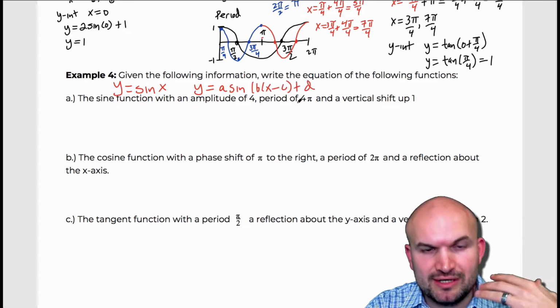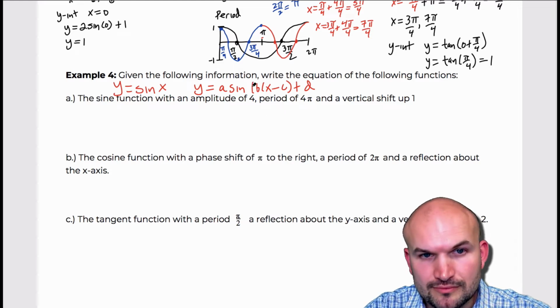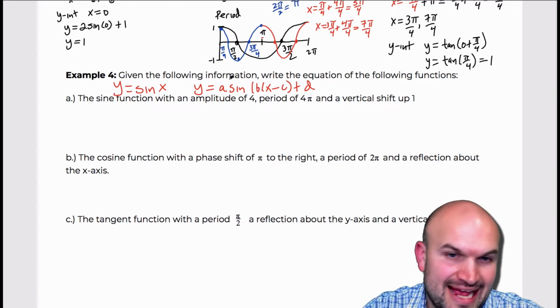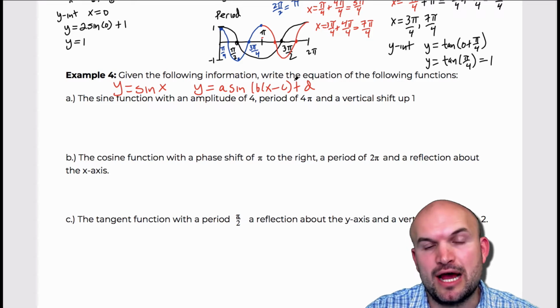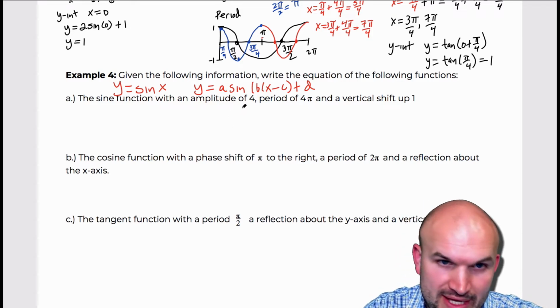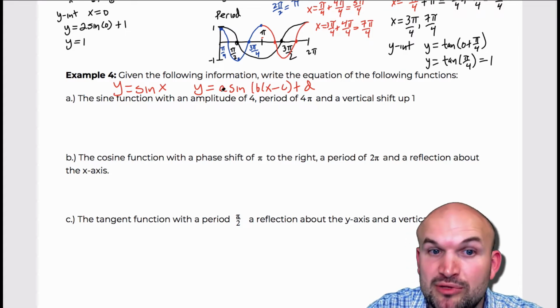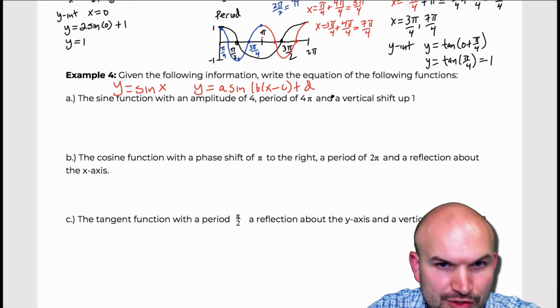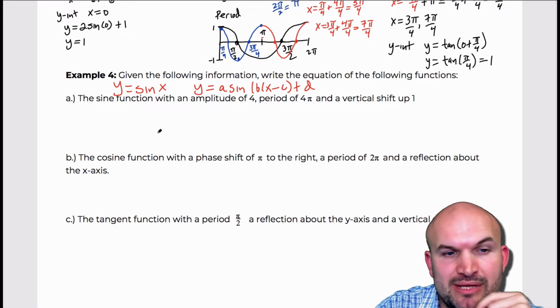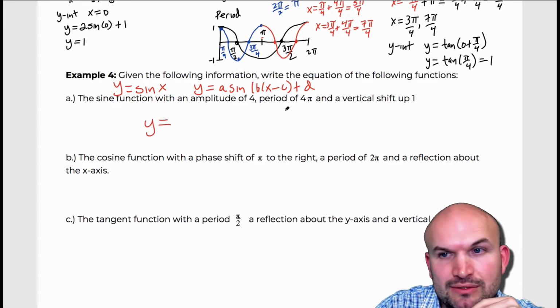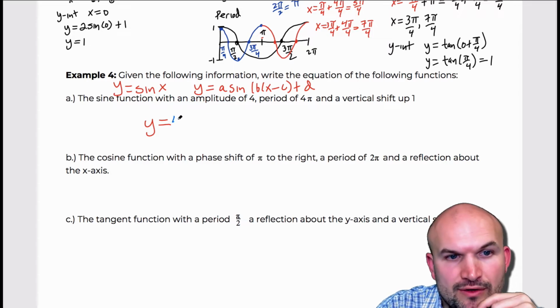So when we're given certain pieces of information, we need to really understand, is that going to be an A, a B, C, or D based on how it affects the graph. So the first thing is I have an amplitude of 4. Well, then I know that my A is going to be plus or minus 4. Since there's no other reflection going on there, I know it's going to be a positive 4. So I'll just write y is equal to 4.